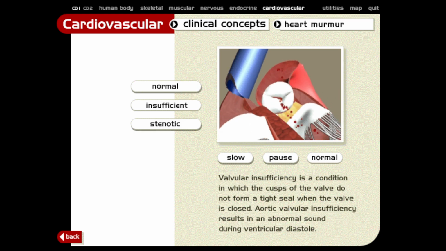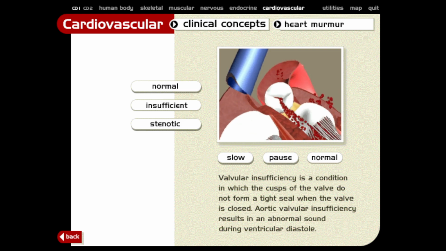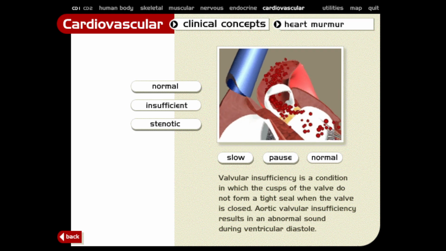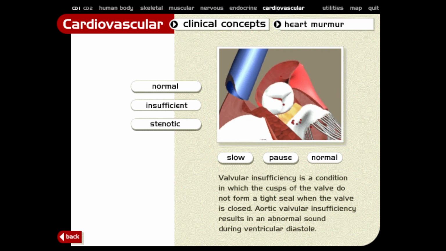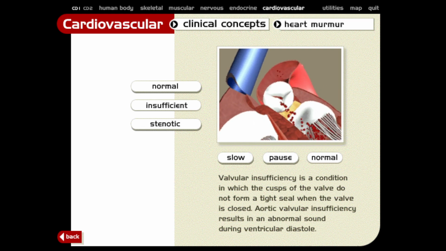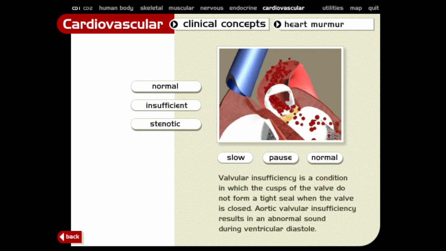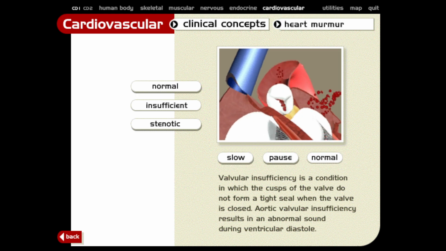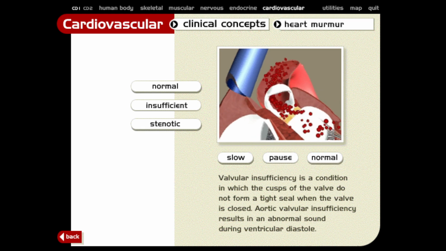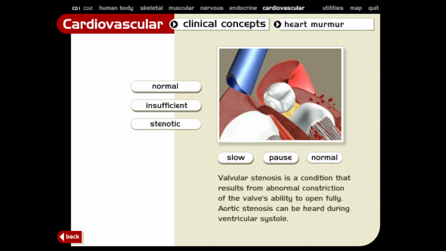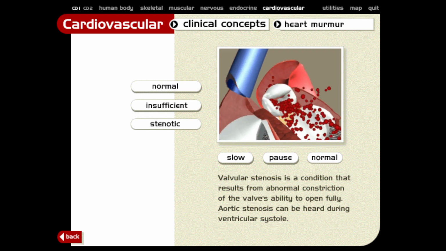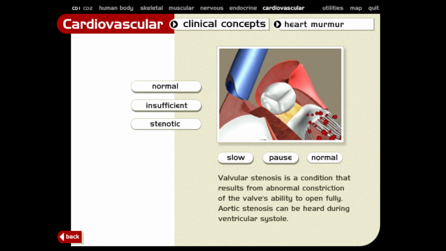Valvular insufficiency is a condition in which the cusps of the valve do not form a tight seal when the valve is closed. Aortic valvular insufficiency results in an abnormal sound during ventricular diastole. Valvular stenosis is a condition that results from abnormal constriction of the valve's ability to open fully. Aortic stenosis can be heard during ventricular systole.